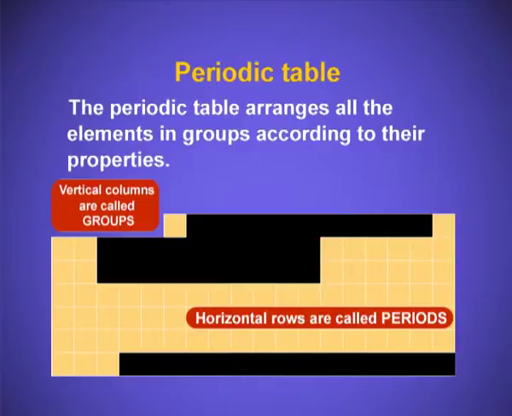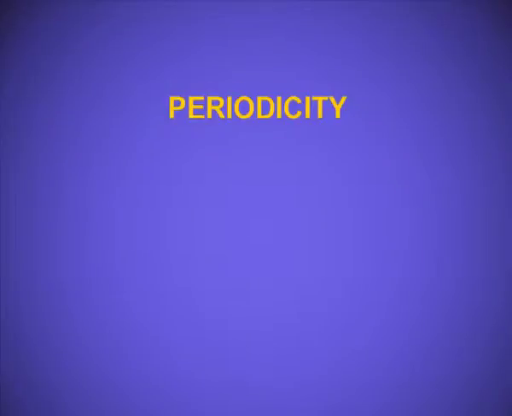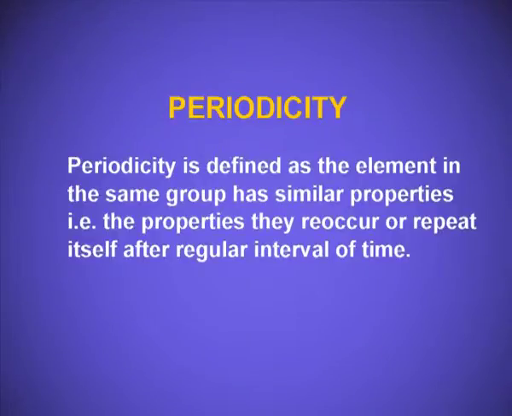Group, it is the vertical column. Groups are the vertical columns and the periods are the horizontal rows. Periodicity is defined as the elements in the same group having similar properties. That is, the properties reoccur or repeat themselves after a regular interval.